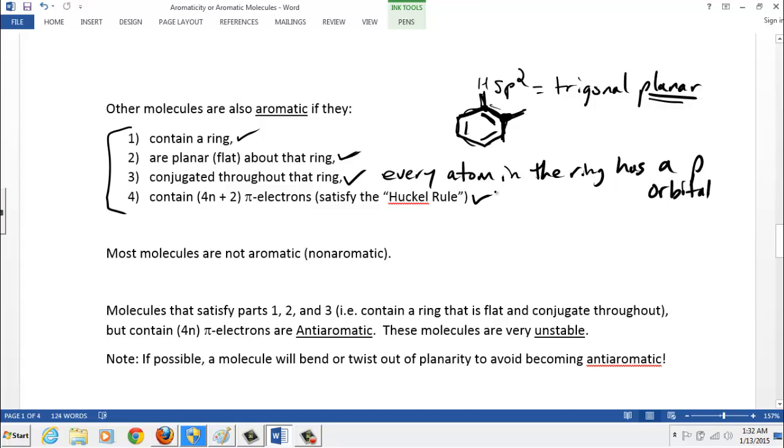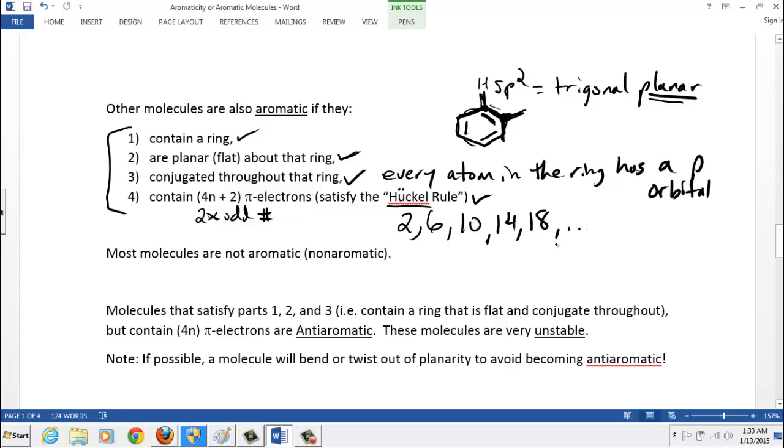Finally, fourth characteristic. The molecule has to satisfy something called the Huckel rule. What that means is you take 2 times an odd number, and that's how many pi electrons can be in that ring, conjugated, flying about the ring. So the Huckel numbers are where n equals 0: 4 times 0 is 0 plus 2. n equals 1: 4 times 1 equals 4 plus 2 is 6. And then 10, and then 14, and then 18, and so on.